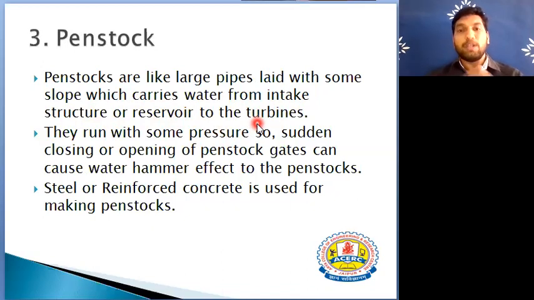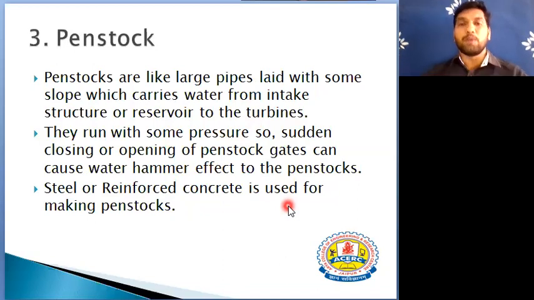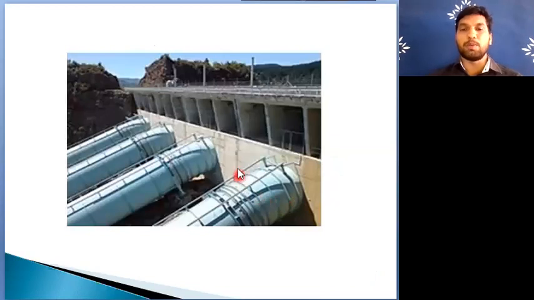So there may be water hammer conditions. To prevent this, we have to construct the surge tank. And the next point is that steel and reinforced concrete is generally used for the manufacturing of the penstock. So this is the image of a penstock. You can see these are cylindrical pipes of large diameter, which generally convey the water from the forebay structure to the turbine.